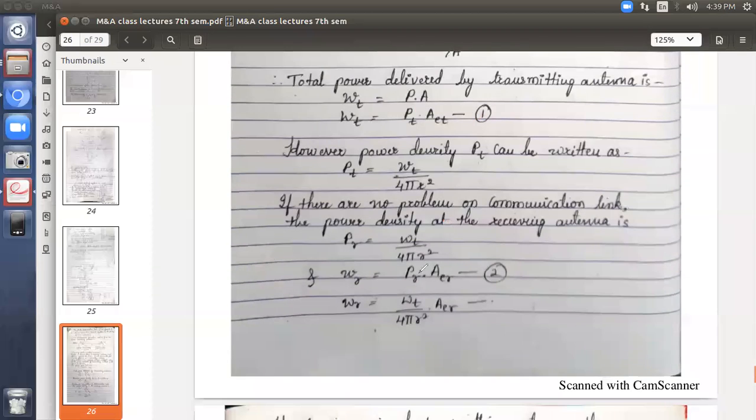After that, instead of PR, as both are equal, assuming the ideal conditions, no problem on the communication link, no losses, no heat dissipation, PT and PR are equal. That value we will substitute here. So WR will be equal to PR, that is, from this PT we have got it, WT divided by 4 pi r square into AR.